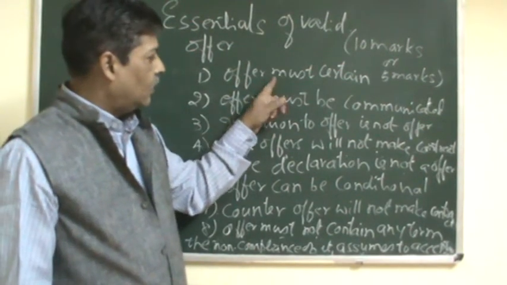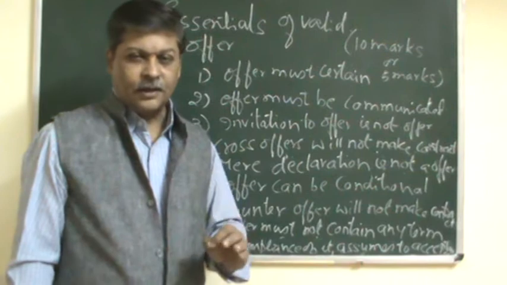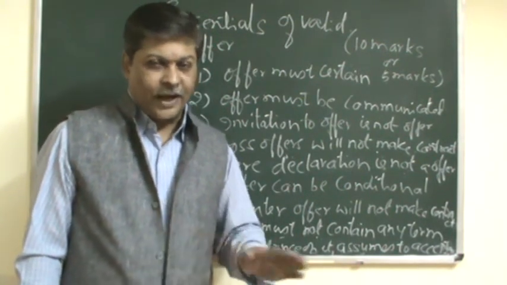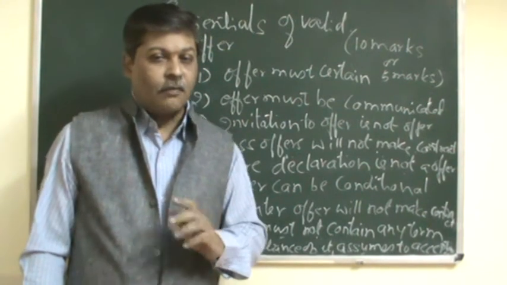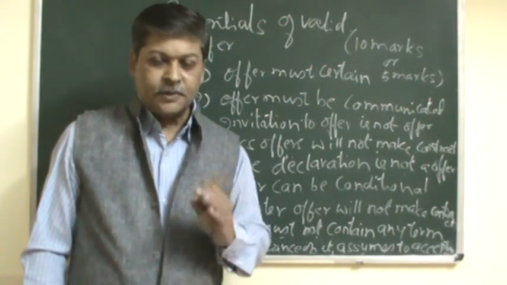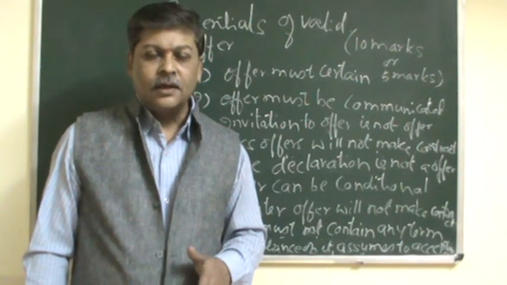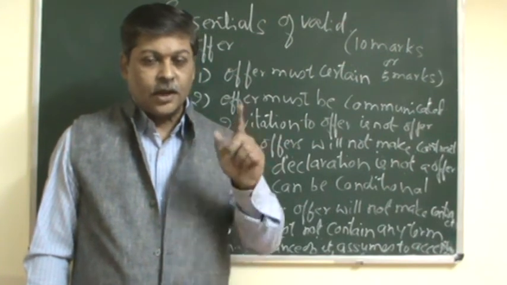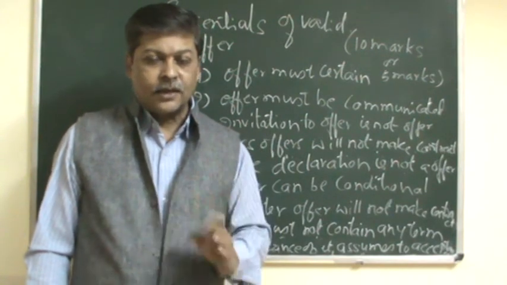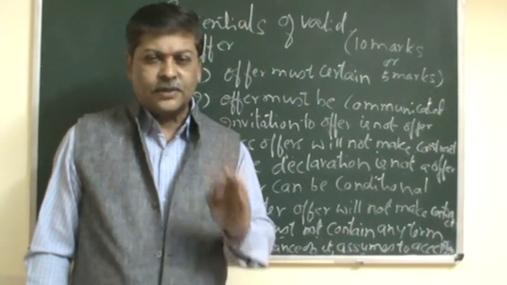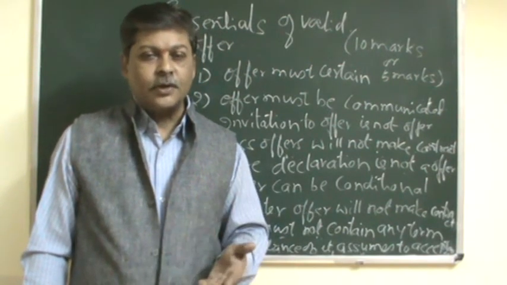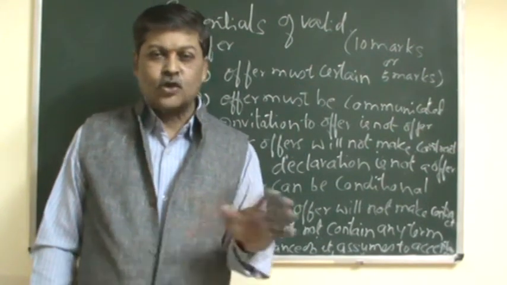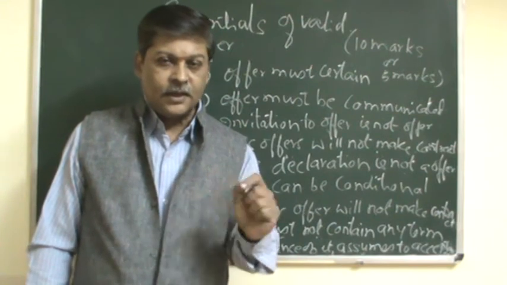The first one is that the offer must be certain and definite. In other words, the offer must not be vague. Uncertainty in the offer must not be there. The purpose is that you are showing your willingness to another to get his consent. So at the time you make the offer, you should be very certain about what you want to express. That's why it is said that the offer must be certain, not vague.